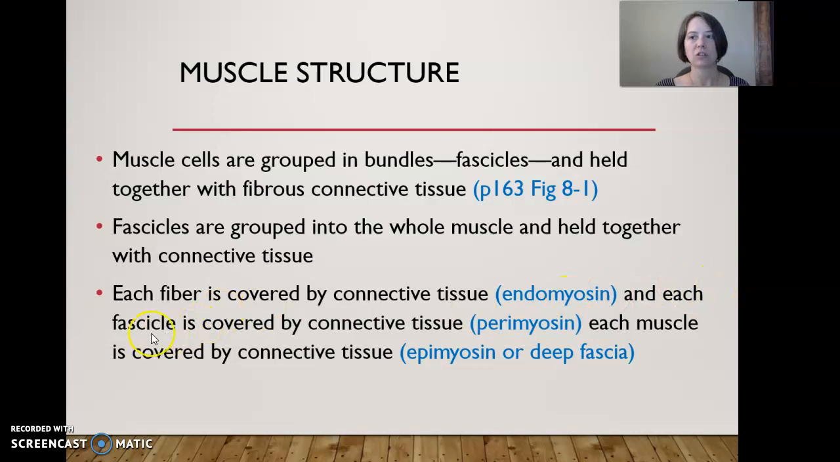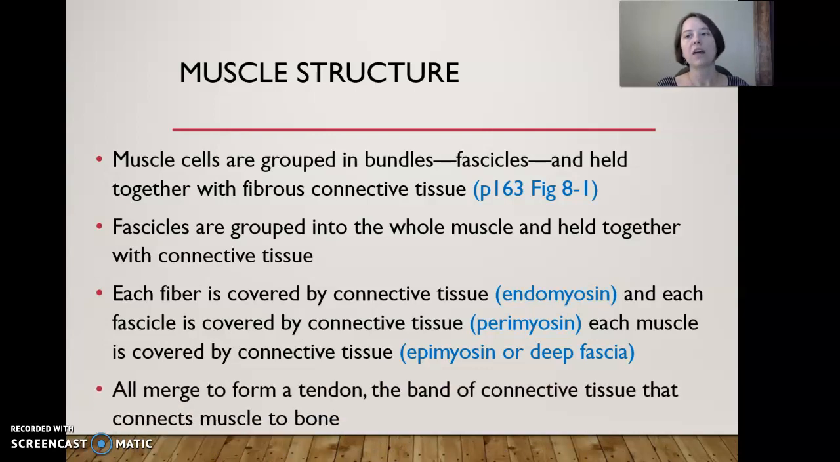And each fascicle, a group of muscle cells, is covered by more connective tissue, and we call that perimysium. And then the whole bunch of fascicles get together to make the whole muscle, and that whole muscle is covered by connective tissue, and we call that epimysium or deep fascia. So all of that connective tissue is going to merge to form a tendon, the band of connective tissue that connects a muscle to a bone.